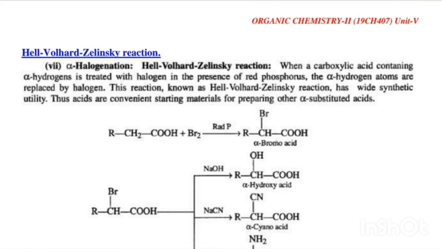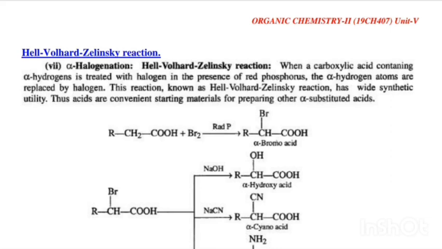Here we are going to see in detail about the Hell-Volhard-Zelinsky reaction. It is nothing but alpha halogenation of carboxylic acids. A carboxylic acid having an alpha carbon with hydrogens present can have that hydrogen replaced by halogen. Alpha halogenation was discovered by three scientists, Hell, Volhard and Zelinsky.